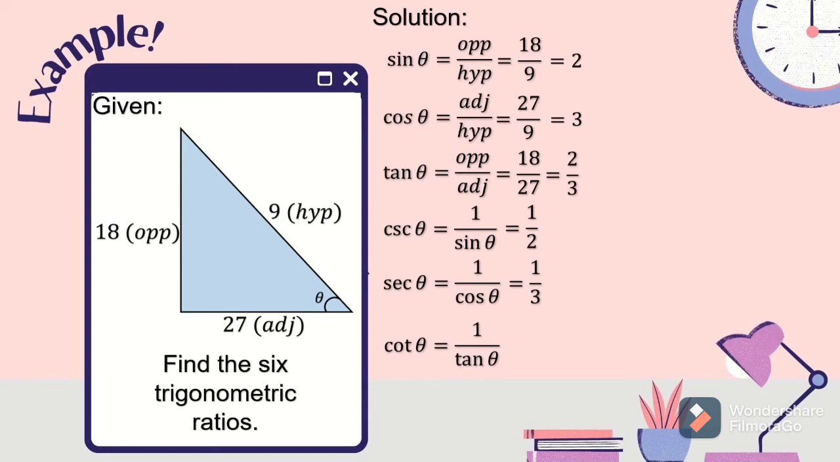Cotangent theta is the inverse of tangent theta. We get tangent theta as 2/3. So, that will be 1 over 2/3. And that is also equal to 1 over 1 multiplied to 3/2. 1 times 3 is 3. 1 times 2 is 2. So, we'll get cotangent theta as 3 over 2.